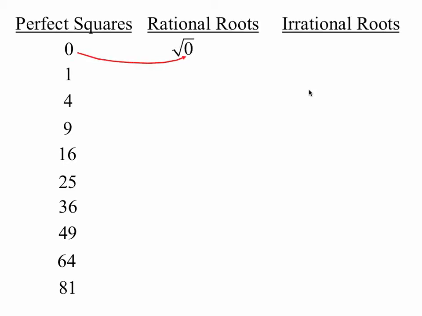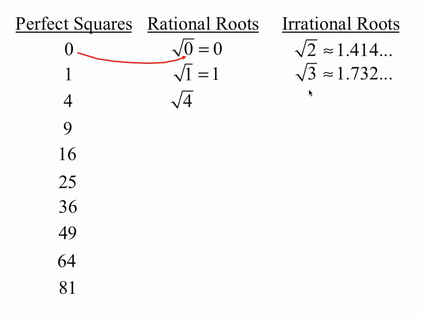So I said to you, I want you to know your perfect squares inside and out. I said that back in chapter 6 when we were doing perfect square trinomials. But you'll notice that the square root of 1 is 1. What about 2 and 3? The square root of 2 is irrational. If you take the square root, it equals a number that goes on and on with no particular pattern. The square root of 3 is also irrational.